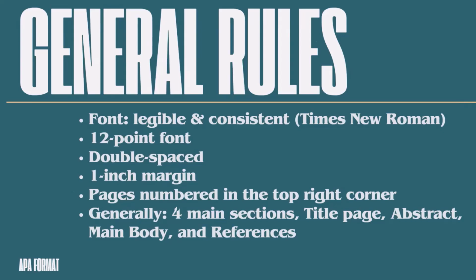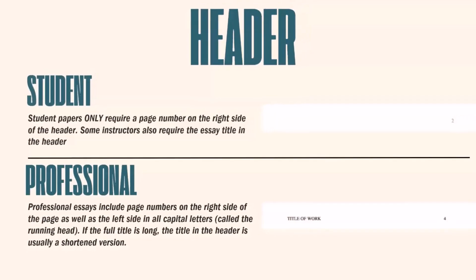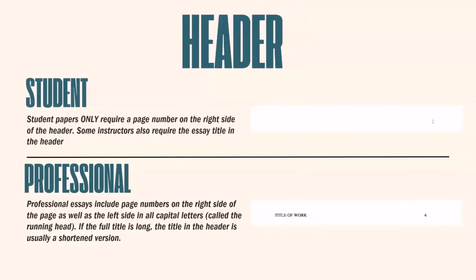And there are generally 4 main sections of an APA paper. Your title page, your abstract, your main body, so like the real text of your paper, and your references page, which is everybody's favorite. So, header, this is what I was talking about when I was talking about that page number in the top right-hand side.